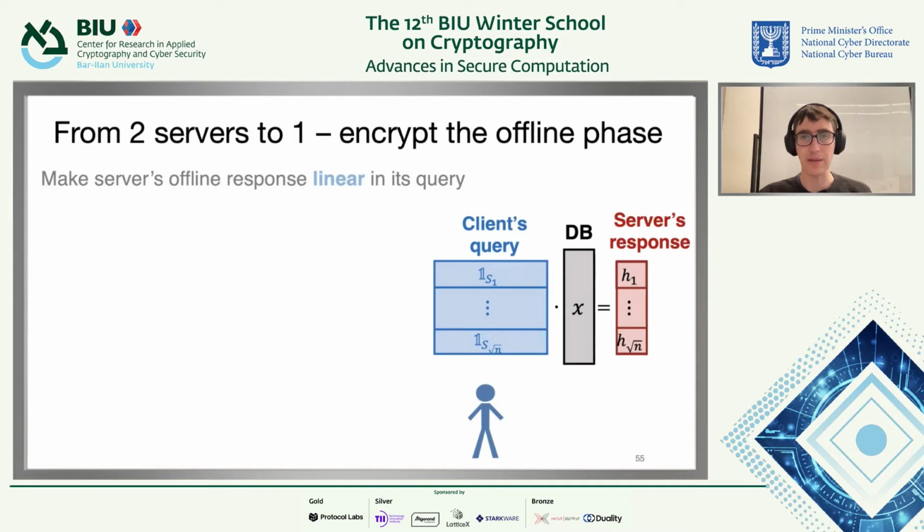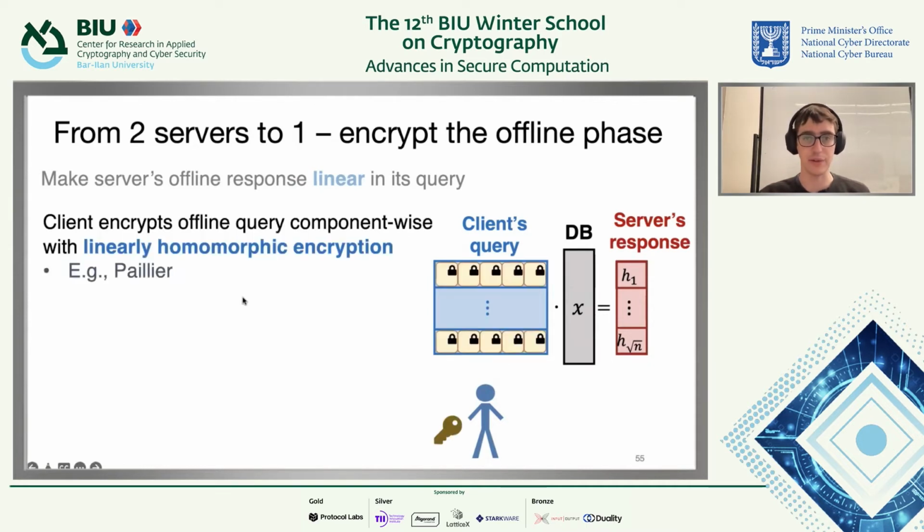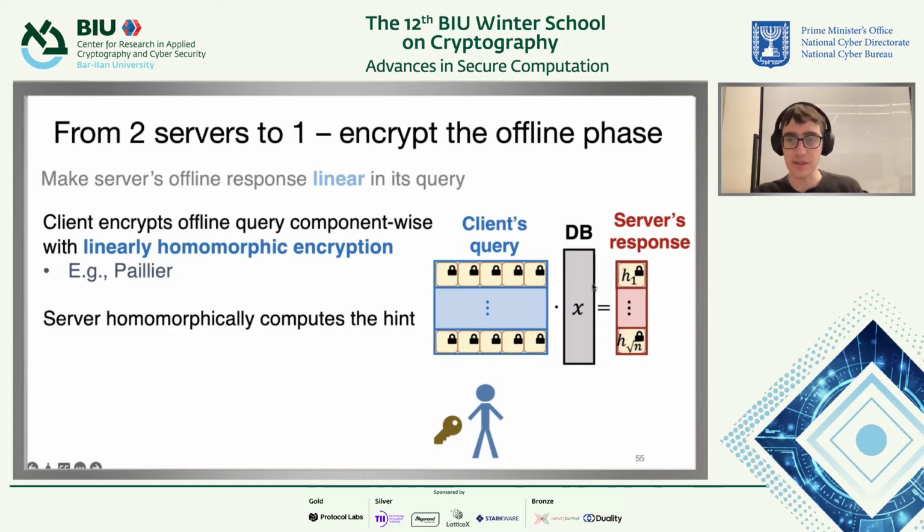And now we can encrypt this query using linearly homomorphic encryption. So what we'll do is we'll encrypt this matrix, each of those vectors, and we'll encrypt each of their elements using linearly homomorphic encryption. And now the server can do this. You remember linearly homomorphic encryption allows us to do linear algebra over ciphertext.